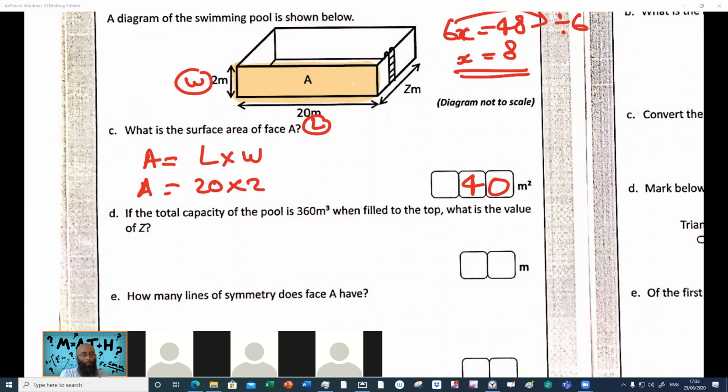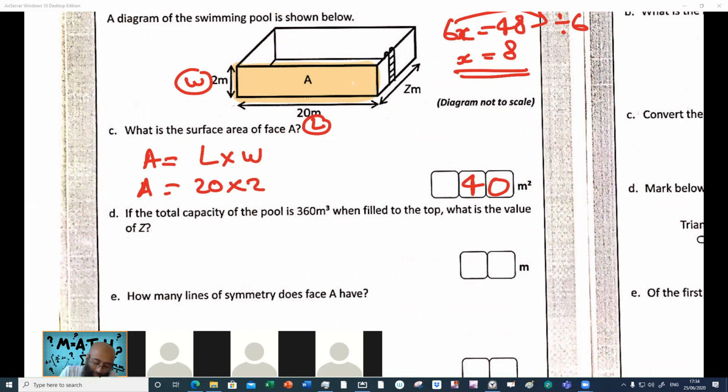If the total capacity of the pool is 360 meters cubed when filled to the top, what's the value of z? You speak like a proper American. What's the value of z? I've never had a student that said z, it's normally z. Never mind. But z is good enough for me.